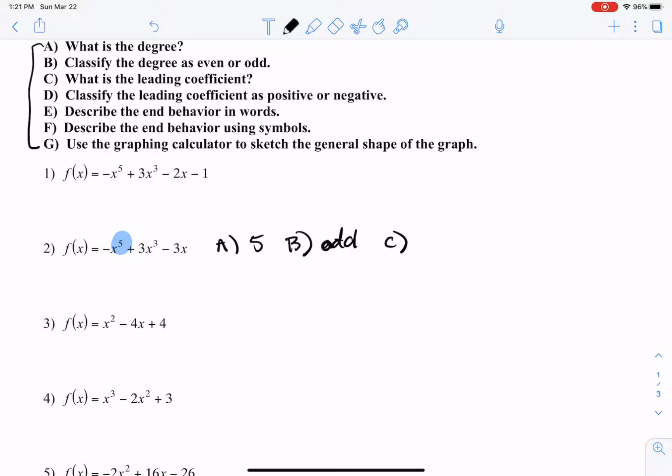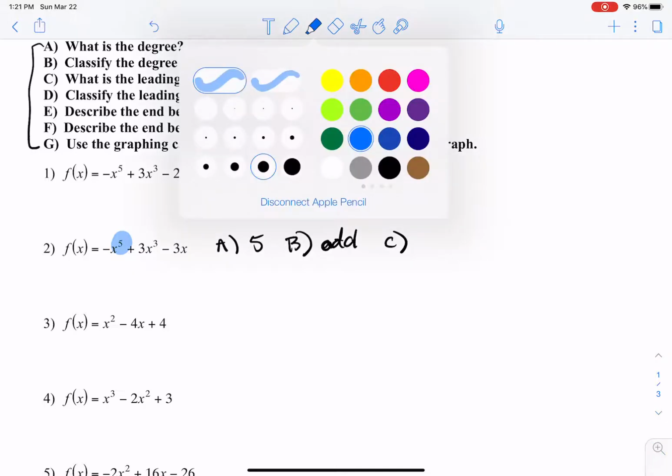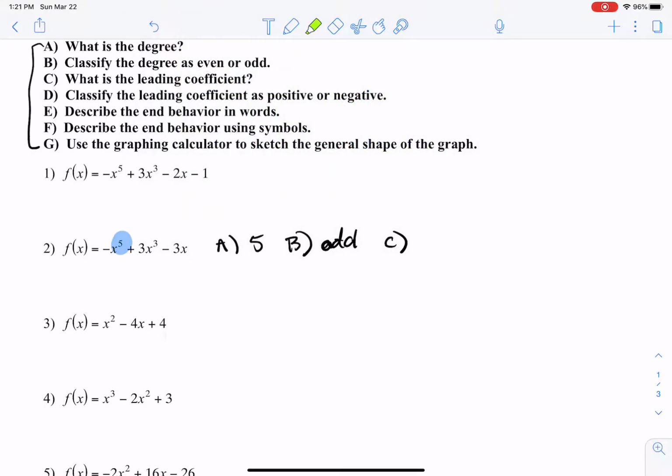C asks what is the value of the leading coefficient. So we're going to look at the number, the coefficient in front of the variable with the highest degree. In this case, that is a -1 value. D then asks us to label it as negative or positive. -1 is a negative number, so this is a negative leading coefficient.